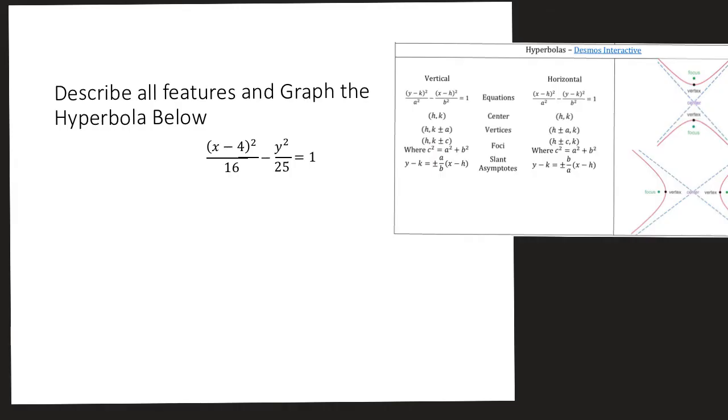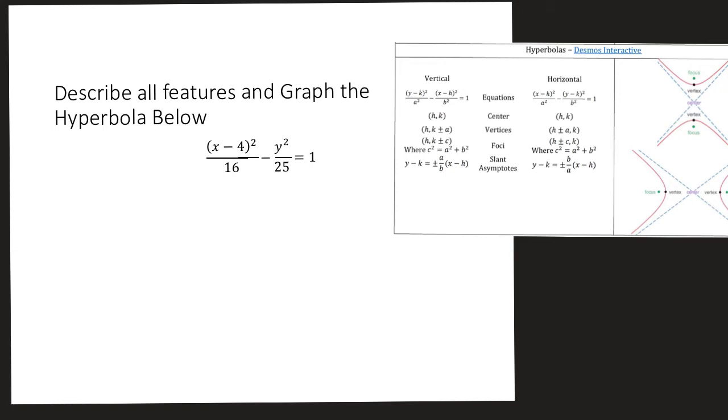My first problem says to describe all features and graph the hyperbola below. We have (x minus 4) squared over 16 minus y squared over 25 equals 1. This equation is a lot like the equation of our ellipse. The biggest difference is that we have a minus in between our x and y components squared. The minus in between is what makes them hyperbolas instead of ellipses.